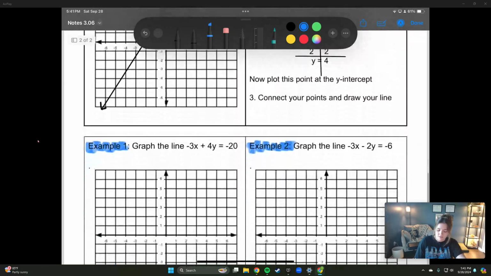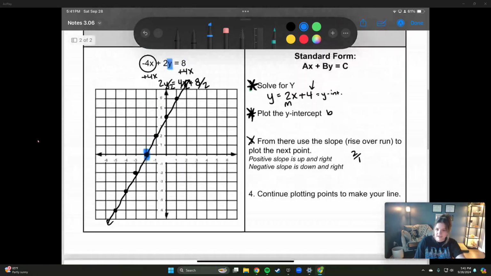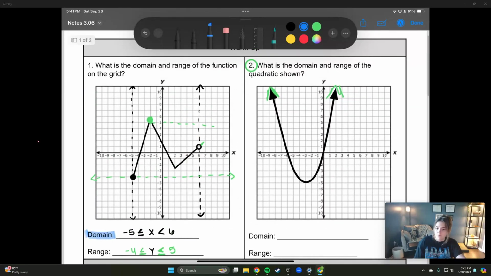All right, those 2 examples are all yours today, as well as that warm-up that we didn't do. Hopefully you remember kind of how to do that. If you don't, send me a question. I would love to help you out.